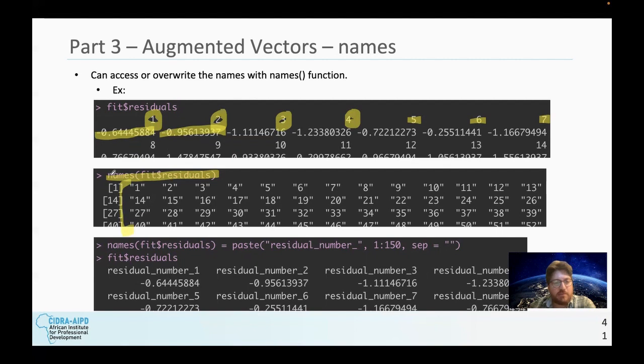So here we're asking for it to give us the names from this named vector, but we can also use the same function to overwrite the names. We can say the names of this named vector are equal to something, and then we tell it what that something is. So here I'm using paste to put this character string before all of the numbers 1 through 150. So it's going to say residual number 1, residual number 2, and so on. So I'm overwriting the names, and then when we look at the vector itself, we can see that it now has these new names.